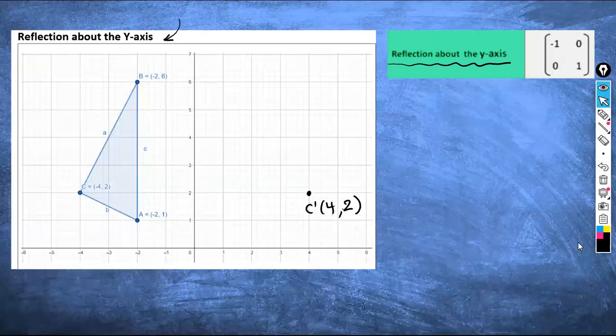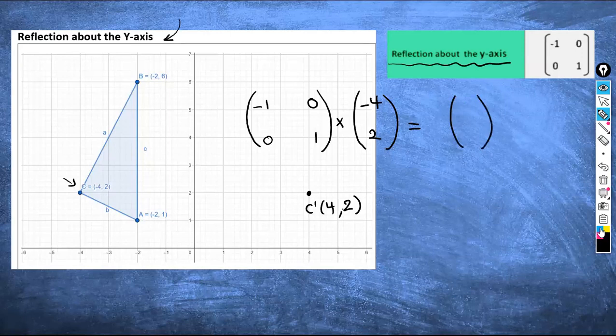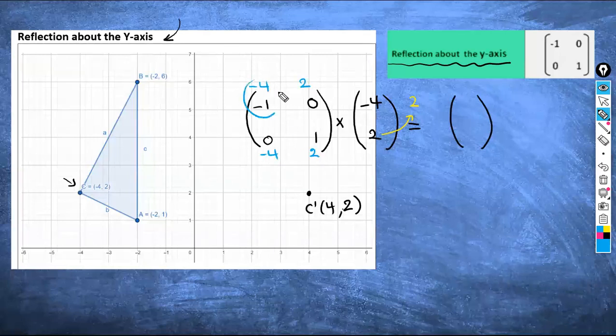All right, so let's just test run this to make sure. A reflection in the y-axis is -1, 0, 0, 1. And we're multiplying it by C, which is how much? -4, 2. Remember, the x coordinate, this is -4. The x goes on top and the y goes underneath. The 2 will swing up to the top. -4 and 2 walk over. -4 and 2 get photocopied underneath.